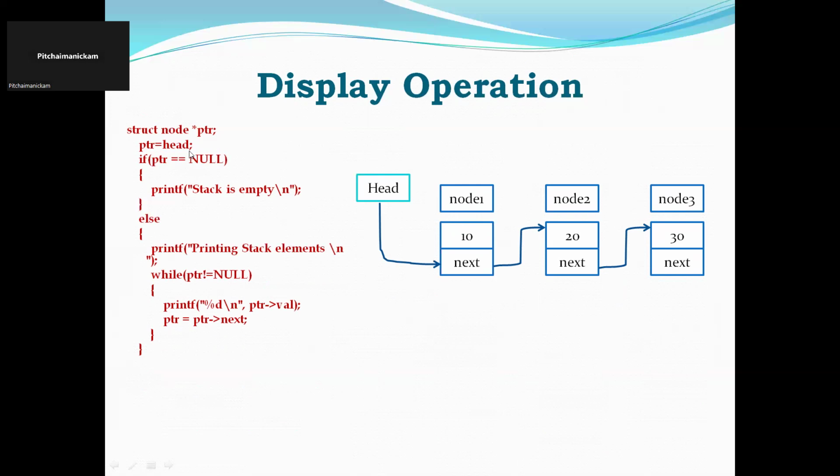First we declare struct node star pointer, and pointer is equal to head. If pointer is equal to null, the stack is empty, so we are not printing any element. If the pointer is not equal to null, we print the elements in the stack. We print the value of pointer data, and again pointer is equal to pointer next. So we just move the pointer to the next position for reading the successive value of the stack.